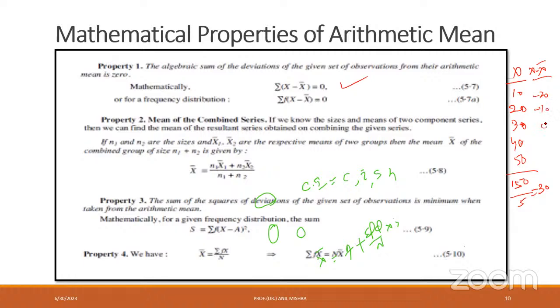Thereafter 30 minus 30 is 0, 40 minus 30 is 10, and 50 minus 30 is 20. Okay. So when you are adding it, it becomes 0. So that is the property actually.